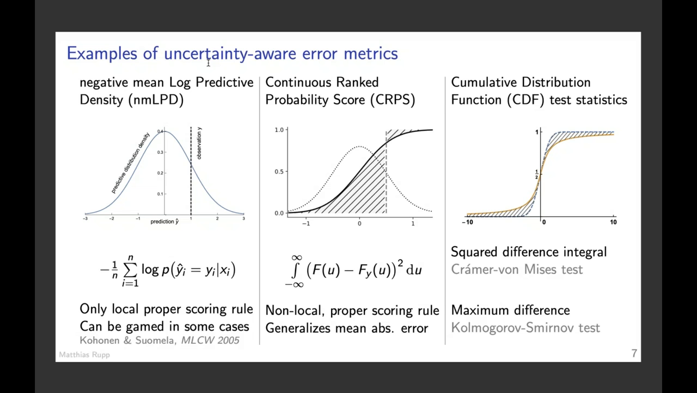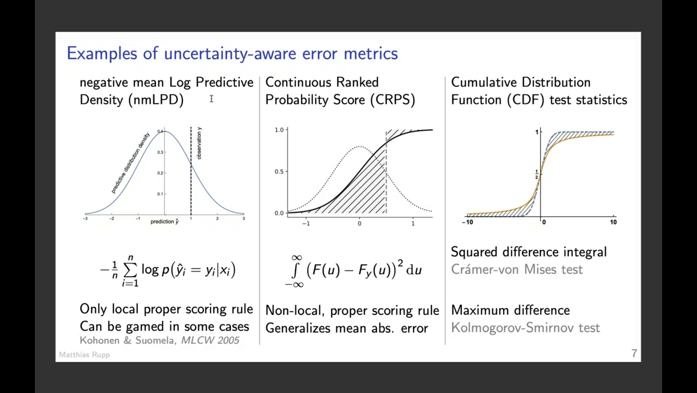So this is a local rule because you only look at the density of the single point, and one can show that up to some equivalence class, this is the only local proper scoring rule. It has some theoretical properties which are nice. Now, so far so good, right? This is known and used. What is maybe not so obvious is that this metric, for example, can be gamed in some cases.